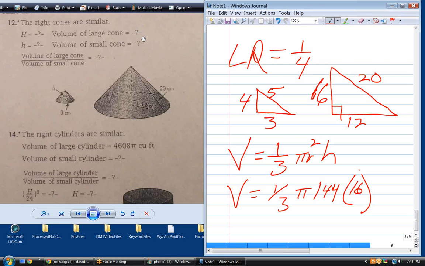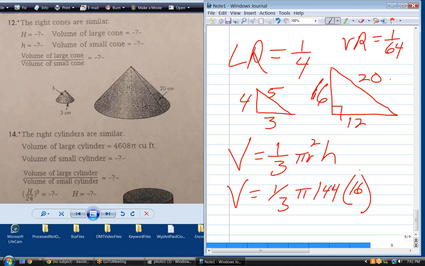The volume of the small cone. Remember our linear ratio is 1 to 4. What's our volume ratio going to be? I mean, we can figure out the volume of the small. Okay, 1 to 64, exactly. The volume ratio is going to be 1 to 64.